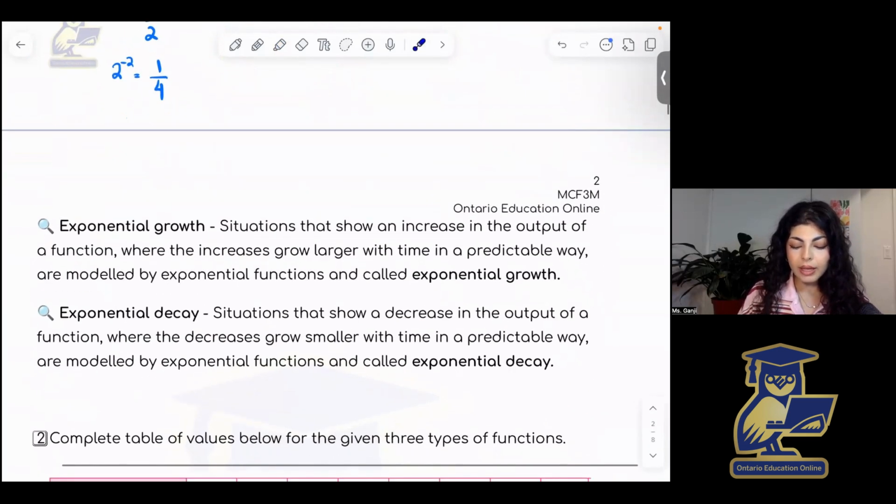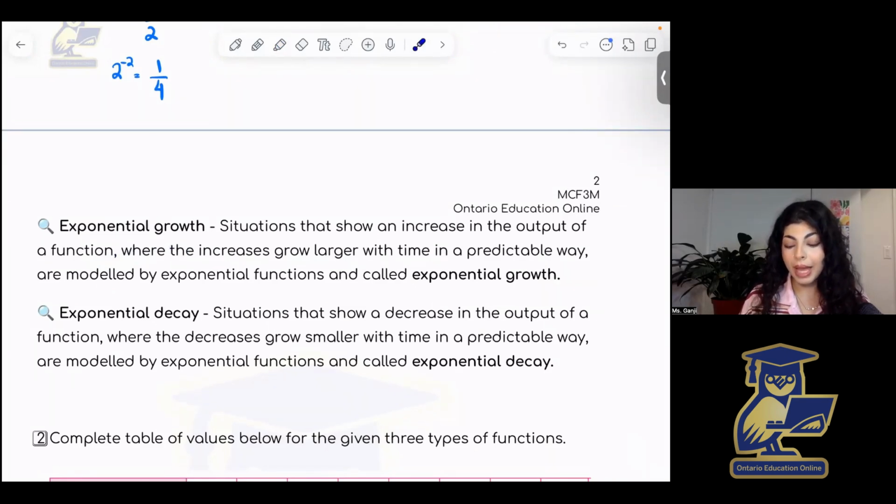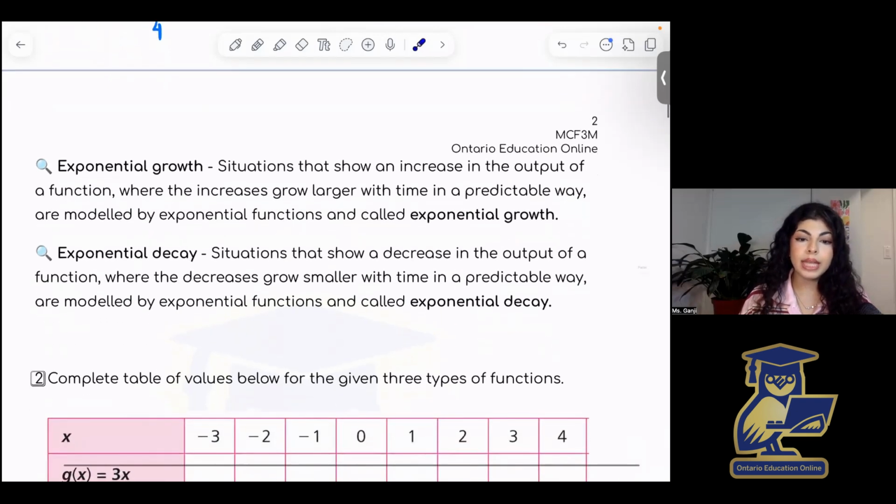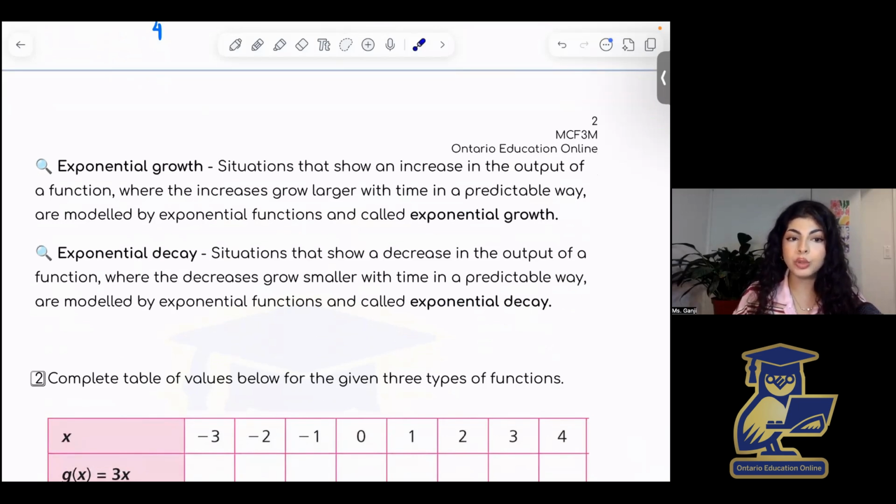So exactly as mentioned here, the output of the function grows rapidly and in a predictable way. And this is exponential growth. However, when it is decreasing in a predictable way, then we say that it is an exponential decay. And you will see these two terms used a lot in our application problems. So please make sure you remember them and you know which one is which.